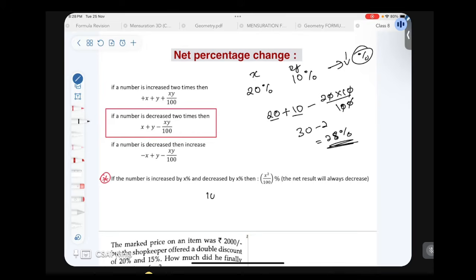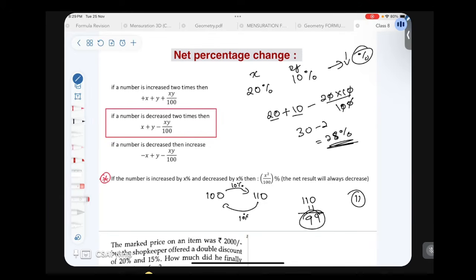We can also use an example. If 100 is increased by 10%, that means it will become 110. And from this 110, if it is decreased by 10%, it will be how much? What's 10% of 110? 10% of 110 is nothing but 11, right? So from 110, I need to subtract 11, which is equal to 99. And here we have 10 minus 1 is 9.